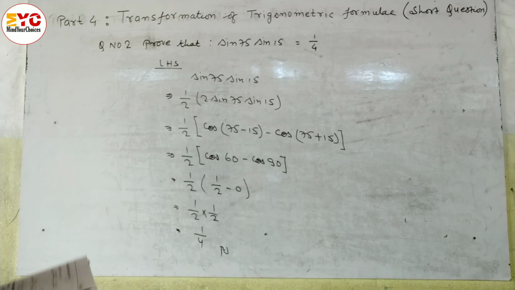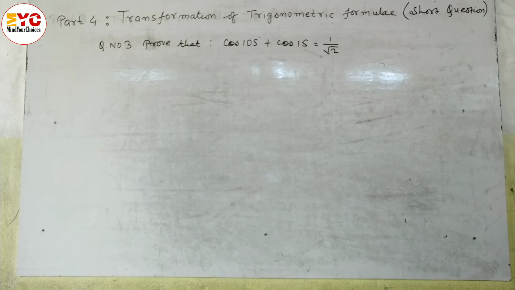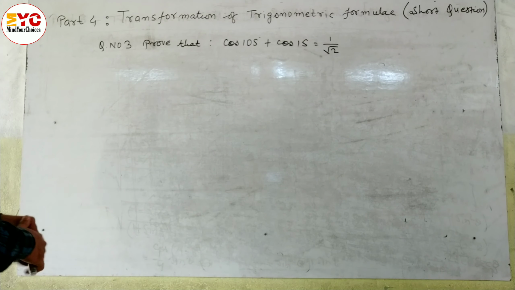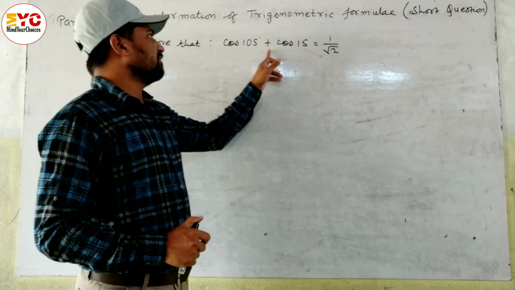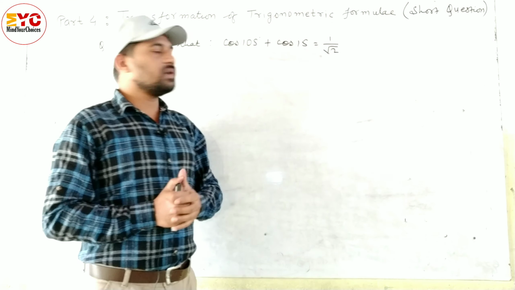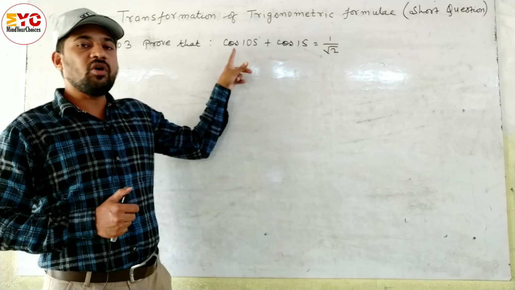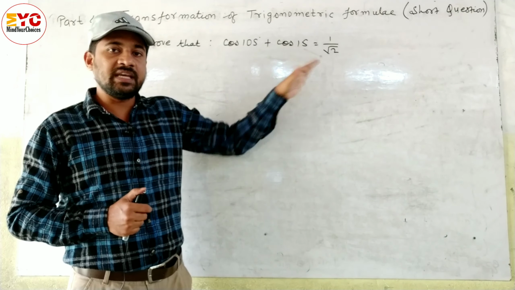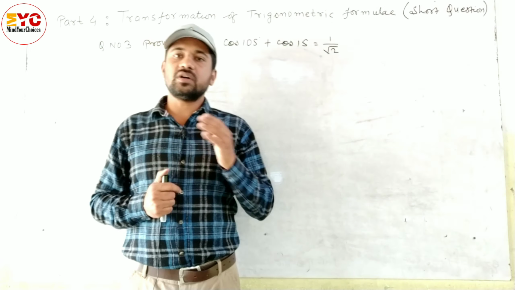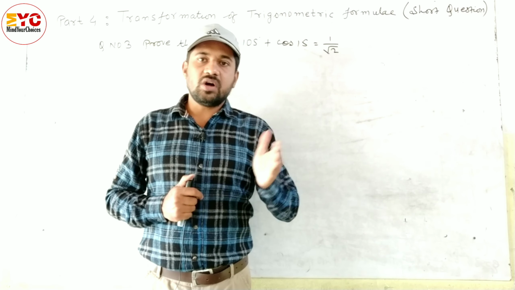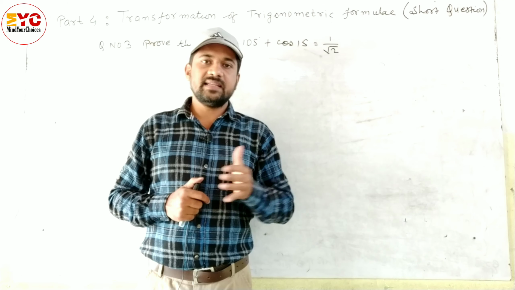Now look at question number 3. Question number 3 is prove that cos 105 plus cos 15 is equal to 1 by root 2. By looking at this question, you can see this is in the form of cos C plus cos D. You have to remember the formula: cos C plus cos D is 2 cos C plus D by 2 cos C minus D by 2.